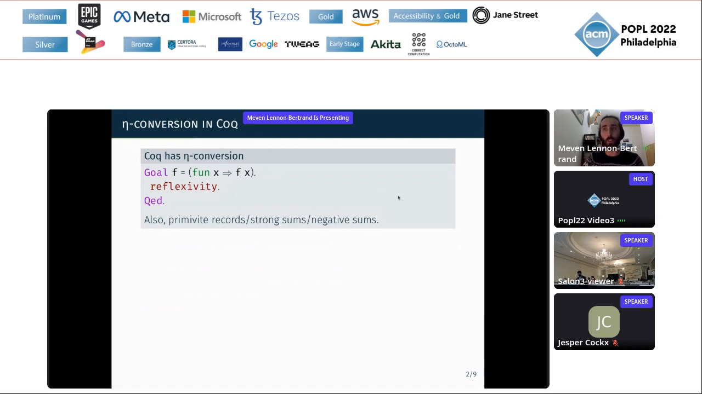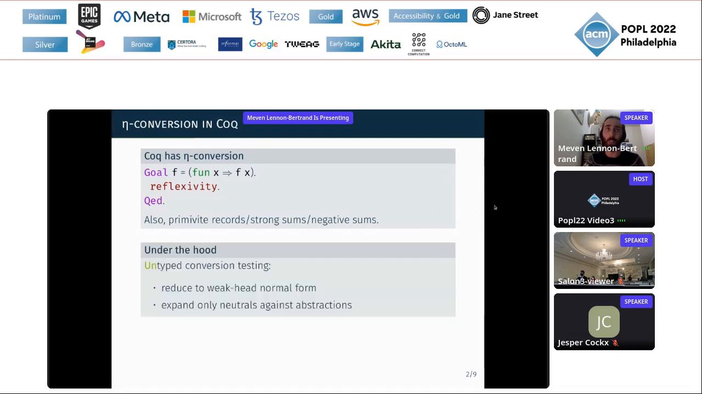And we have it for functions, and Coq also has it for primitive records, or strong sums, or negative sums, name them the way you want. I won't talk about them here today. I'll talk only about functions, but the problem is probably pretty similar, so most of the things that I say here should probably apply.